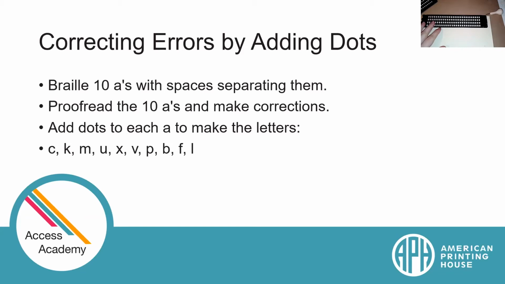A way to assist your student is to ask them to braille 10 A's with spaces separating them. Proofread, make sure your A's are all correct. Then teach them to put the paper back in and actually add dots to each A to make new letters, changing the A to a C, a K, an M, a U, an X, V, P, B, F, and L.